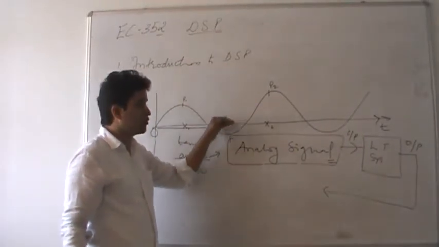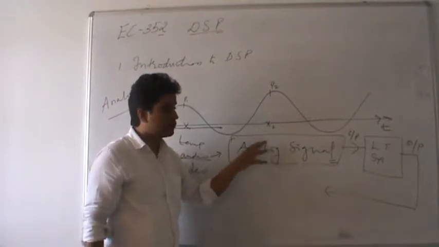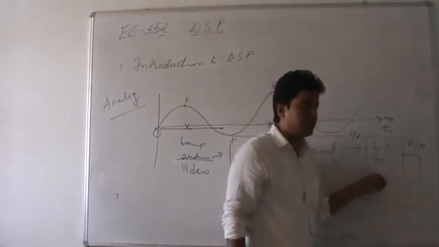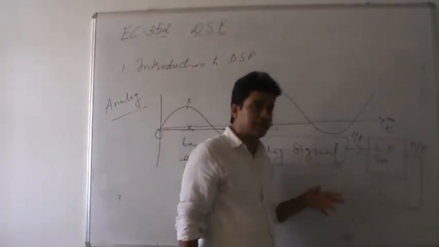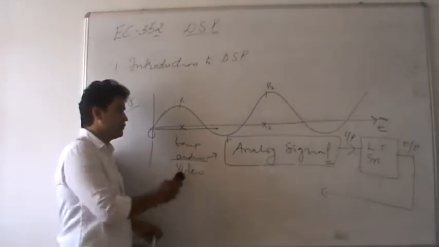We will convert the analog signal into a different format, which is known as digital or digitized format. The information in digitized format will be processed somewhere here, and we will get an output. And that output will be converted back to analog form before real world application.